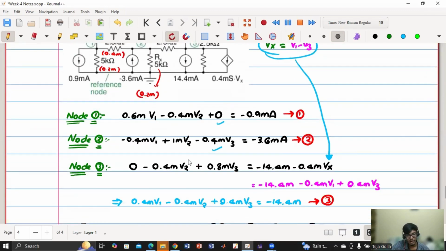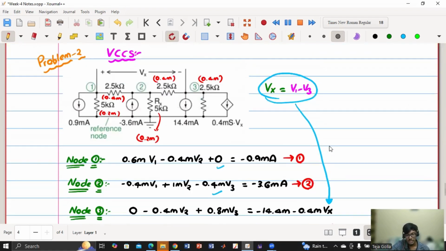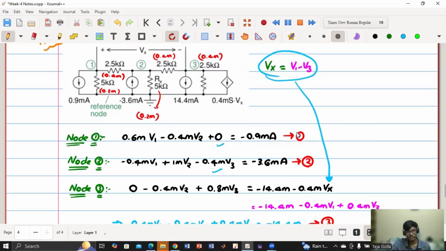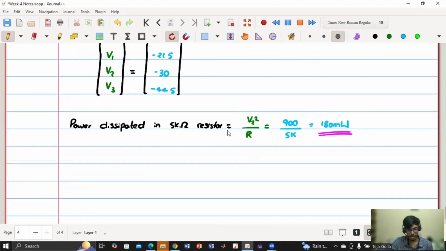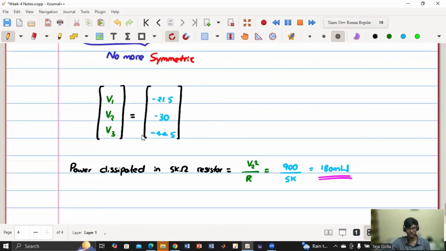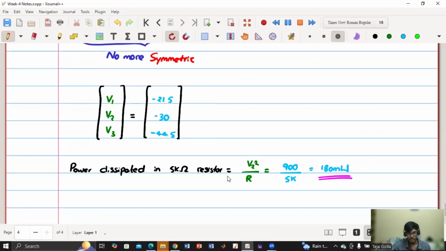At node 3 also we have written the same, but there is a dependent source. So we have later modified this by substituting the value of Vx, which is in terms of V1 and V3. After substituting that, we have written it in terms of a matrix expression. Then we have solved for the voltages V1, V2, and V3. And then we have seen what other questions they have asked in the question paper or the assignment, and then we have solved for the power that they have asked.